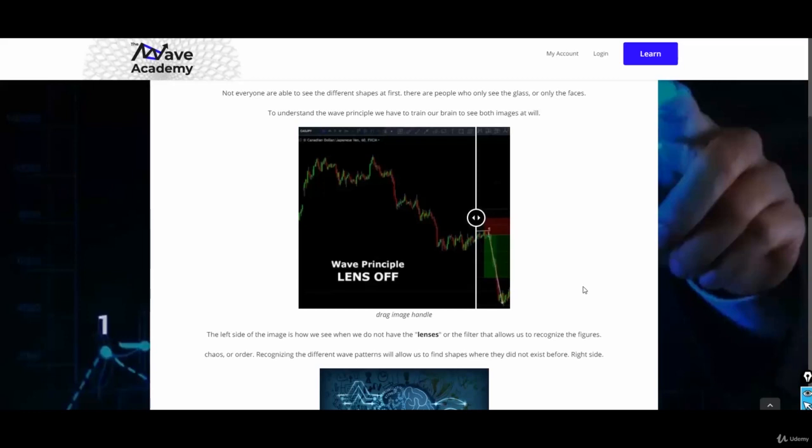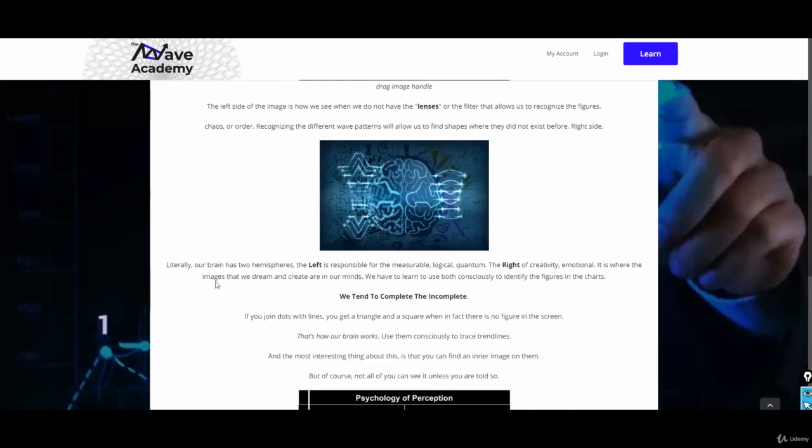Chaos or order: recognizing the different wave patterns will allow us to find shapes where they did not exist before, as you can see right here. This is because we are using our right hemisphere to complete the imaginary patterns. Our brain has two hemispheres. The left is responsible for the measurable, logical, quantitative. The right is for creativity and emotion. It is used consciously to identify the figures in the charts.